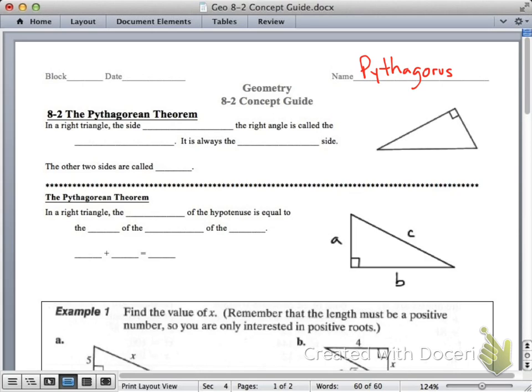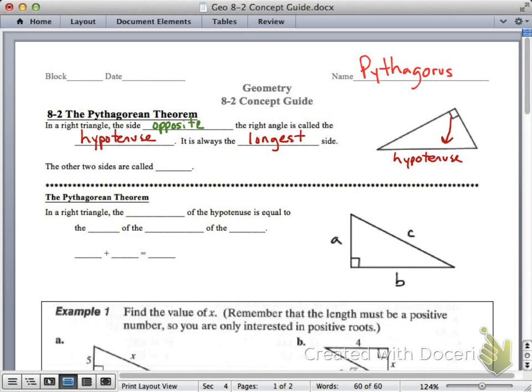Here's the deal. In a right triangle, we first need to understand these parts. The side opposite the right angle is called the hypotenuse. We've seen that before. What I mean by opposite? Opposite means the other side from the right angle. That's called the hypotenuse. That's an important word for us to be able to talk about freely. It is always the longest side of a right triangle.